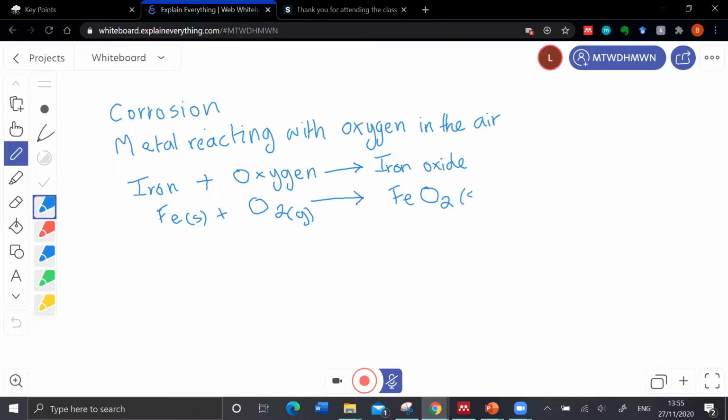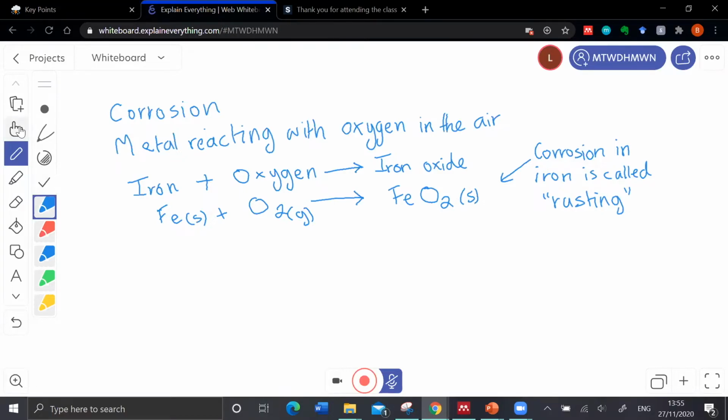Okay, so we know rust is a solid. Iron has its own special name for corrosion. It's called rusting. So all metals can corrode, apart from gold and silver. Corrosion in iron has a special name, rusting. Okay, so corrosion is quite a slow reaction.